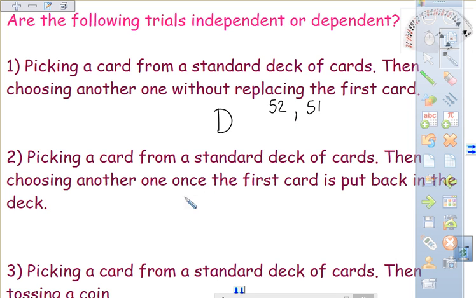Number 2, picking a card from a standard deck of cards, then choosing one once the first card is put back in. So this is called replacement. So we have 52 cards to pick from right away, and then on the second draw, we also have 52 cards because we're going to put the one we drew back in the pile. So I would say these are independent events.